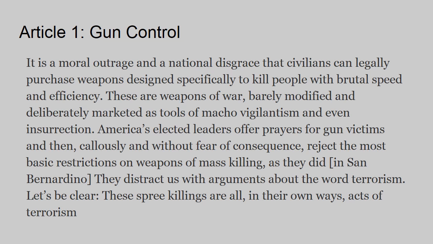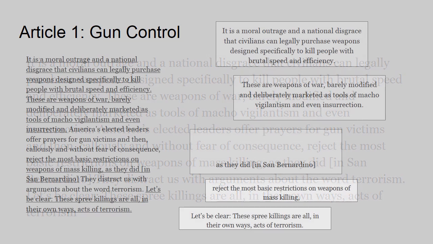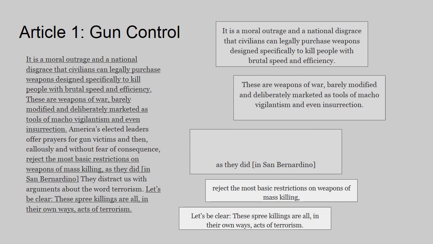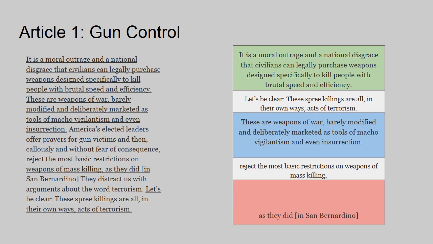Here is the first article, an article about gun control. Pause now to read. Here are the thesis, claims, and evidence from this article. See if you can arrange them in the correct order. These are the thesis, claims, and evidence in the correct order. Were you correct? See if you can see how they link to form the paper.